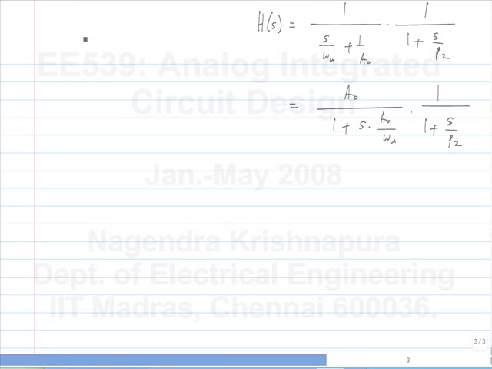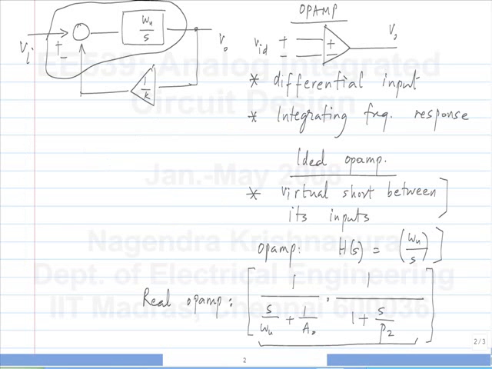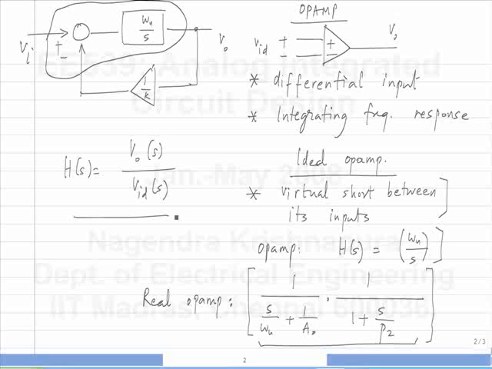So what would be the DC characteristics of this? By the way, I should have defined it earlier. This H of s is the transfer function between the differential input voltage and the output V0. H of s is the ratio of the output to the differential input, and that should have this characteristic.